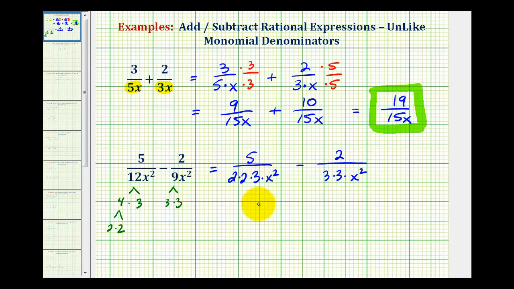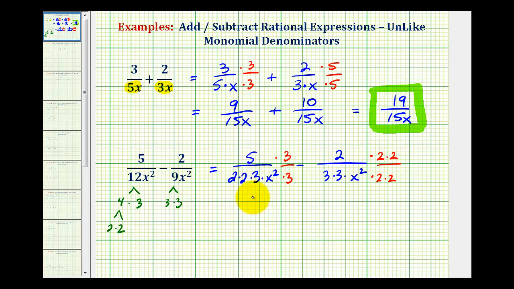Now we need to make sure the denominators contain the same number of each factor. So for example, looking at this first fraction, notice how it only contains one factor of 3, but this denominator contains two factors of 3. So we need one more factor of 3 here. Again, multiply both the top and bottom by 3. Then looking at the second fraction, notice how it doesn't contain any factors of 2, but this denominator contains two factors of 2. So we have to multiply the denominator by 2 times 2, as well as the numerator.